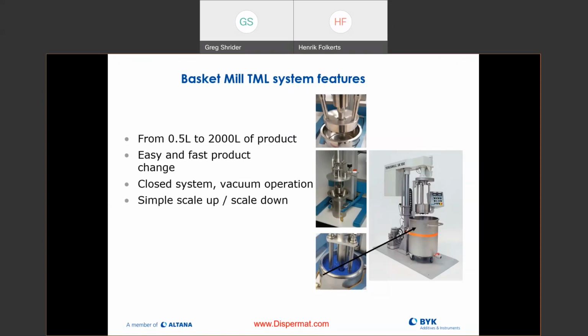There is also the ability to do vacuum, so there are some benefits to that. When I'm using a vacuum system for my milling, I'm usually more efficient in my milling process. Especially with a waterborne product, I want to get rid of foaming.